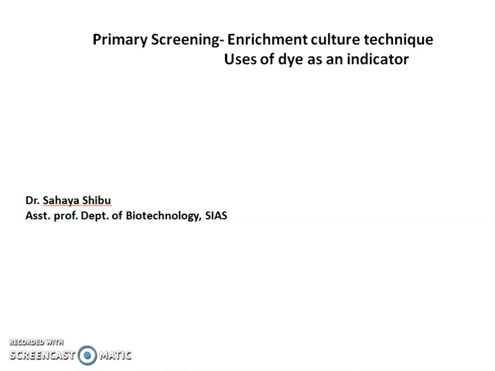Previously, we discussed primary screening: what it means and the preliminary steps we follow for it. There are four major types of primary screening. The first is the crowded plate technique. The second is auxanography. The third is the enrichment culture technique, and the fourth is the use of dye as an indicator.